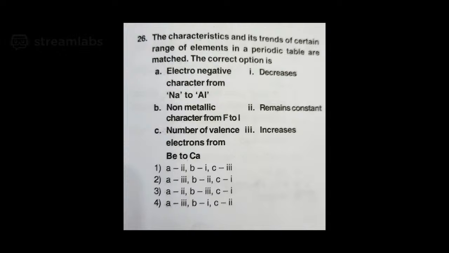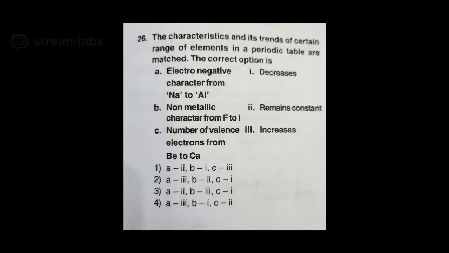Non-metallic character from fluorine to iodine, that is down the group. Now down the group, non-metallic nature always increases. Sorry, decreases. It decreases. Non-metallic character down the group, it decreases. So fourth option will be the right answer.